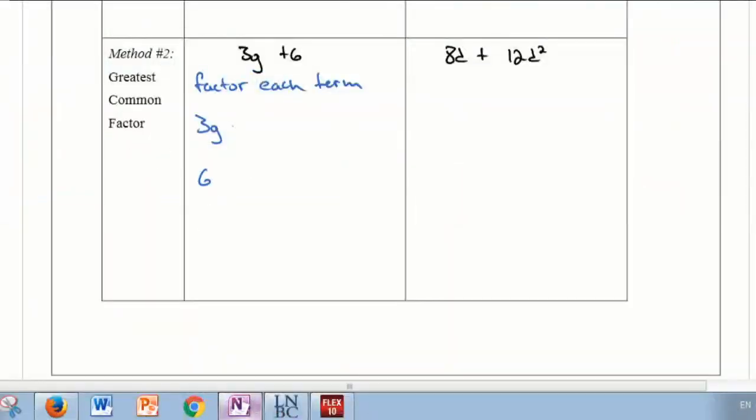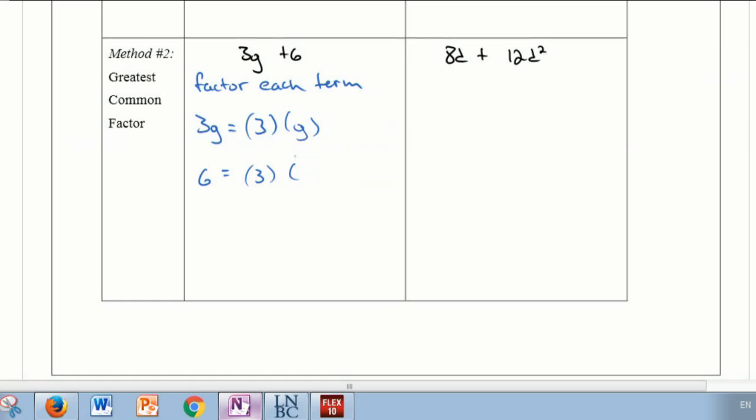So what two things make up 3g? Remember, this is multiplication. There's no addition or subtraction or anything between these two terms. So if I take a 3 and multiply it by a g, I get 3g. I've just broken it down into its factors. Can I break it down any farther? No, 3 is prime and g is a variable, so I don't know exactly what that is. What about the 6? How do I end up getting 6? What's the prime factorization of 6?